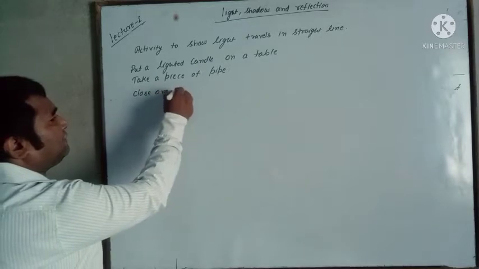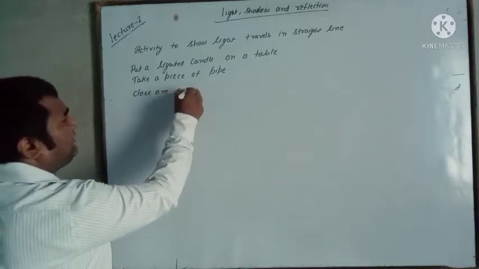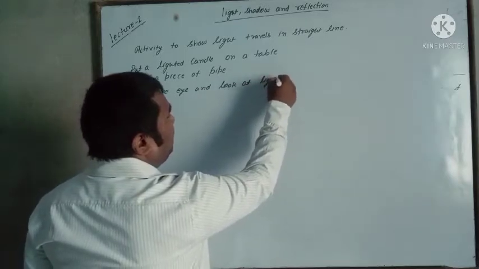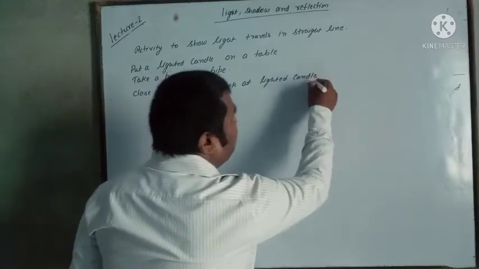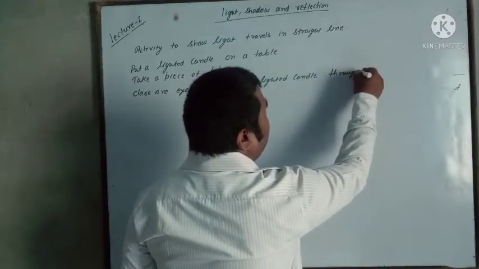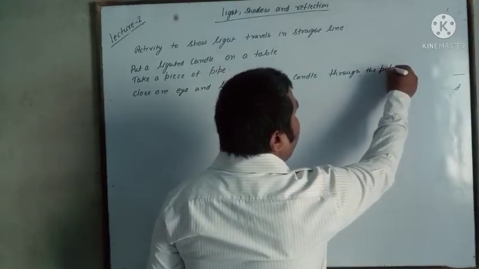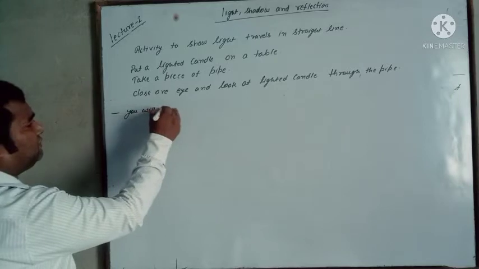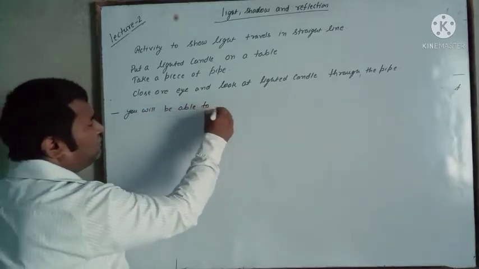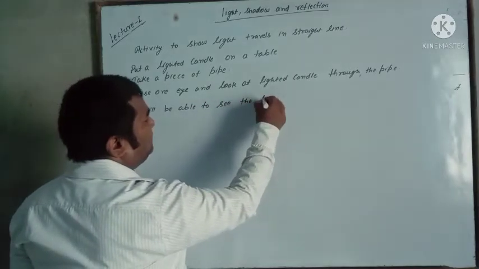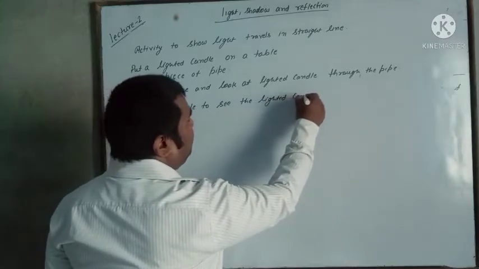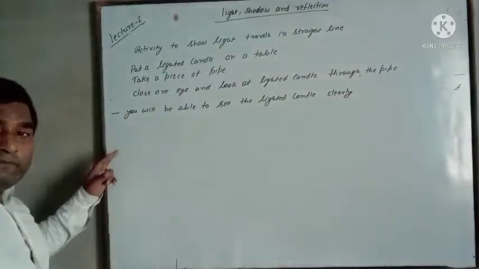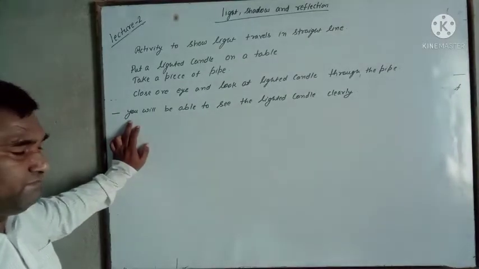Close one eye and look at the lighted candle through the pipe. What you will observe? You will be able to see the lighted candle clearly. Ho gaya. Matlab first part of the activity is done.